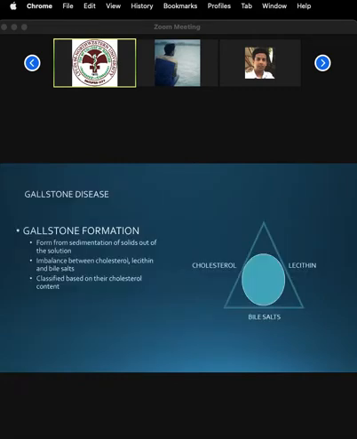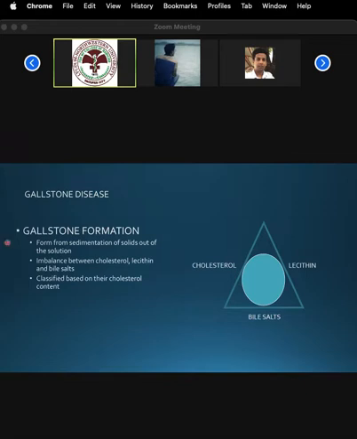Now, how are gallstones formed? As we said, your bile salts are synthesized in the liver from cholesterol, and they are conjugated in the liver with taurine and glycine. Now, your bile salts act within the bile as bile acids balanced by sodium. Gallstone usually forms because of sedimentation of solids out of the bile solution, and it also forms because of the imbalance between your cholesterol. We have this triangle, no? Always remember this triangle: an imbalance between cholesterol, lecithin, and your bile salts.